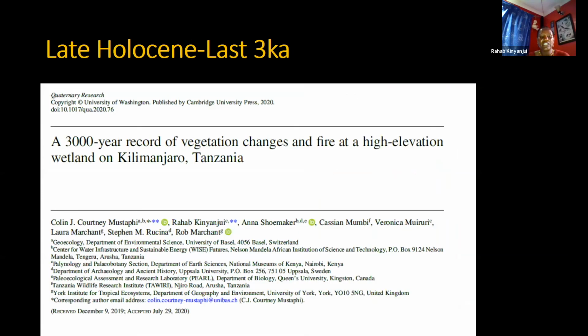Coming much later, we worked again with a team that is listed there from a site on Mount Kilimanjaro. This is a highlight site. And the idea was to look at the vegetation change and fire record at high elevation in Kilimanjaro for the last 3,000 years. Phytoliths again came in handy.